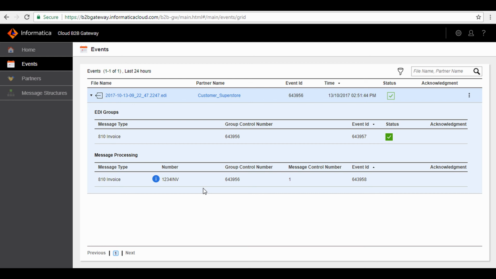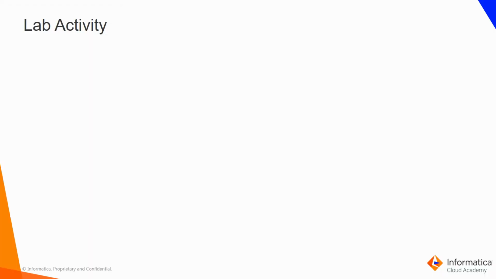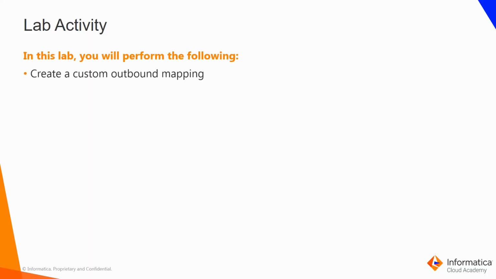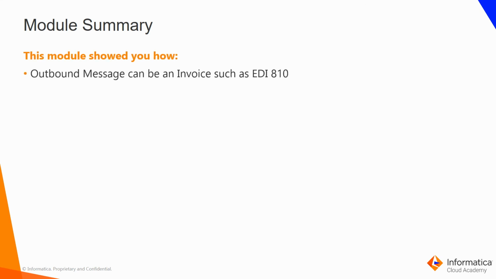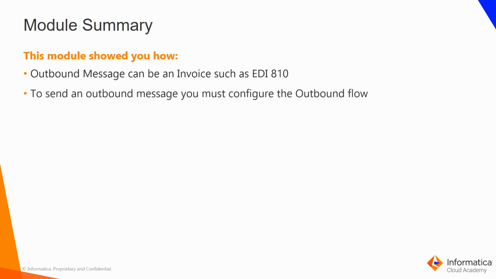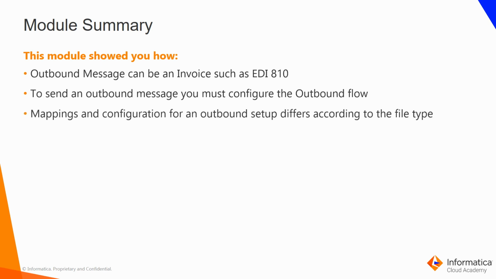This concludes the demo. In this lab, you'll perform the following: create a custom outbound mapping and configure the outbound flow for a partner. This module shows you how outbound message can be invoice, such as EDI 810. To send an outbound message, you must configure the outbound flow. And mappings and configuration for an outbound setup differs according to the file type.